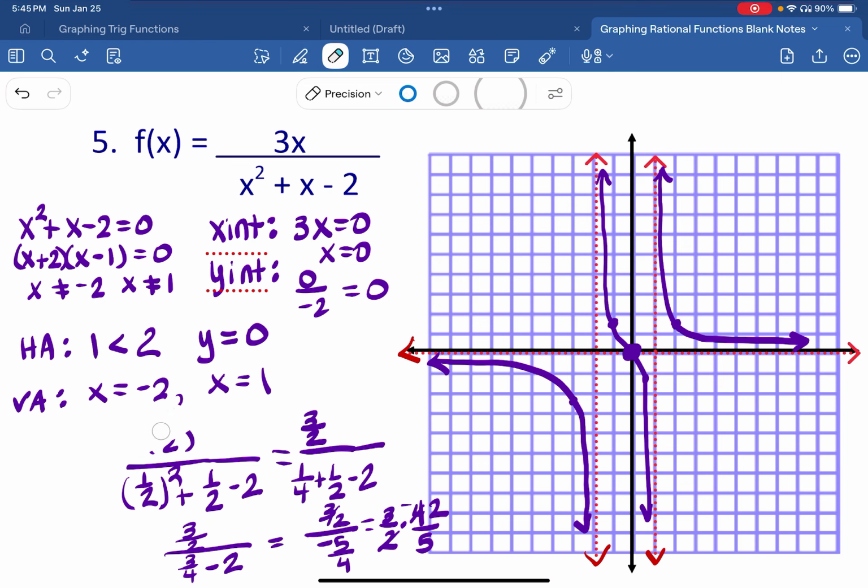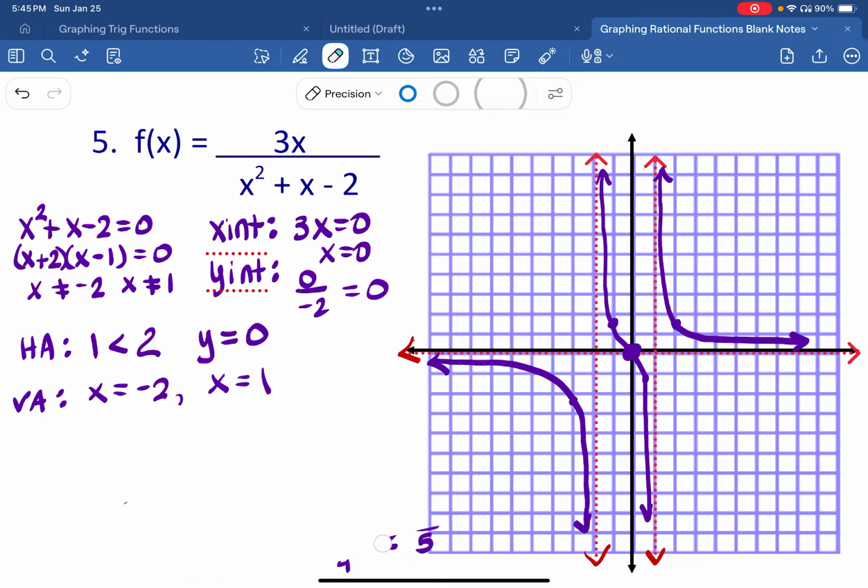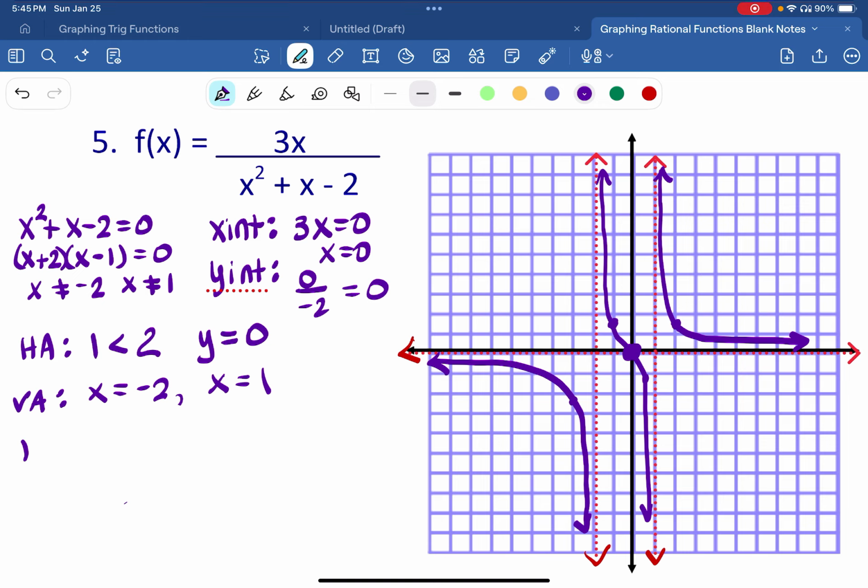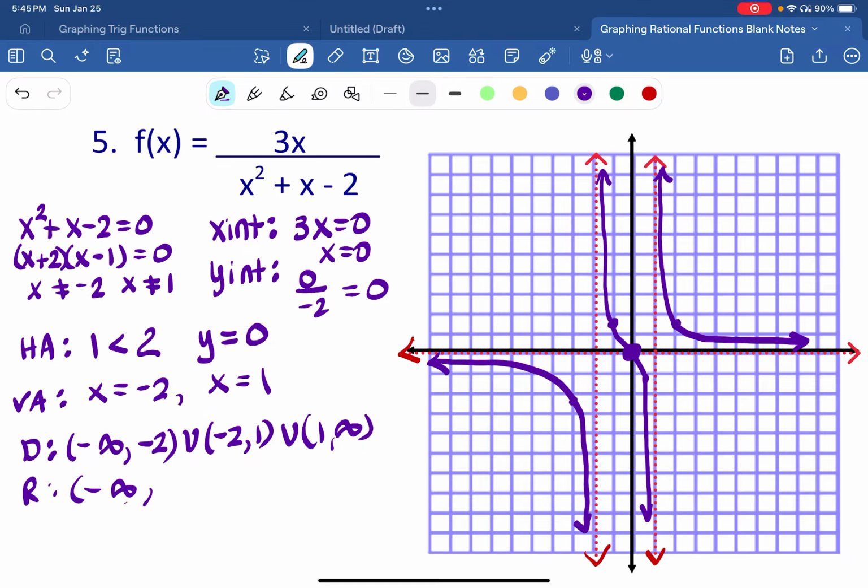Now I'm going to erase all this stuff and we're going to do domain and range. Range we can do pretty easily now because that center piece went past that asymptote, so the range is going to be all real numbers, -infinity to +infinity. But the domain skips both of those vertical asymptotes, so we'll have -infinity to -2, unioned with -2 to 1, unioned with 1 to infinity. And then the range, all real numbers, -infinity to +infinity.